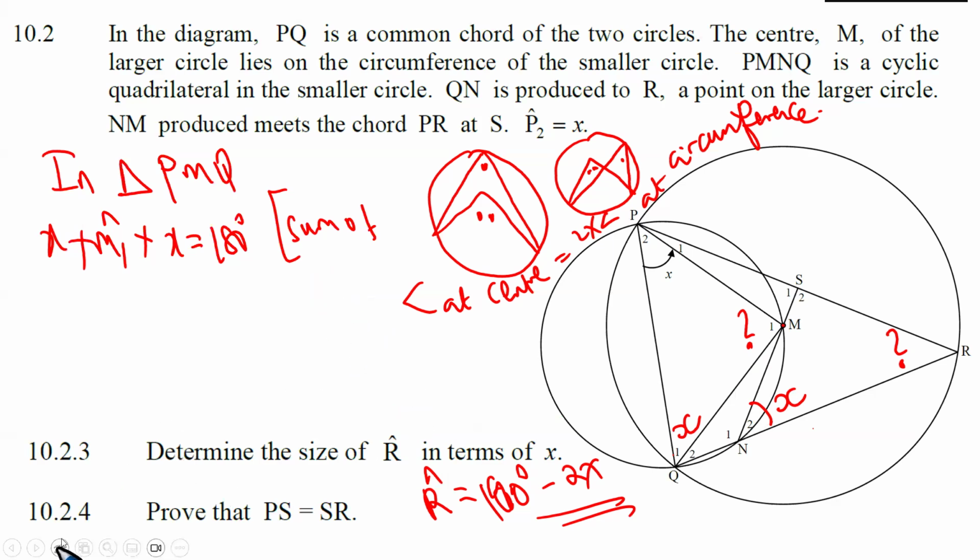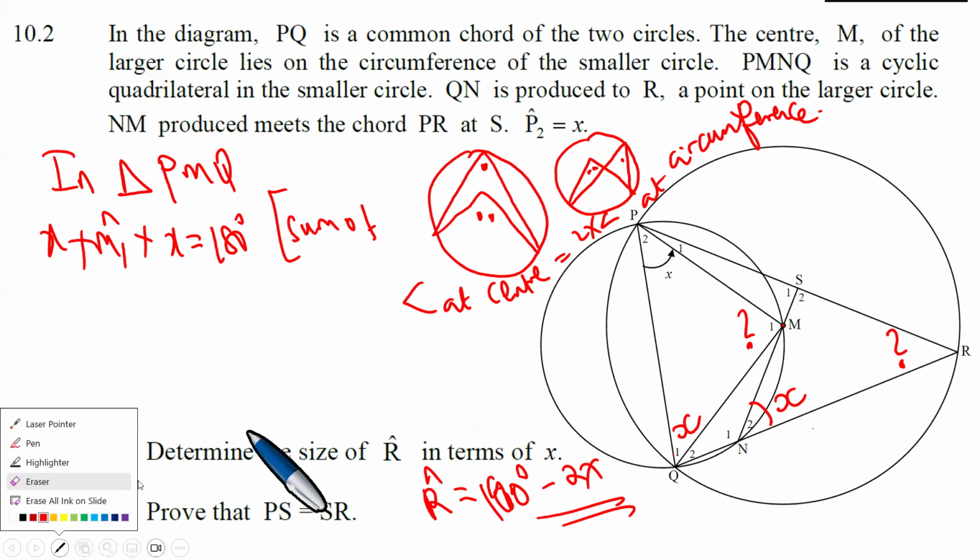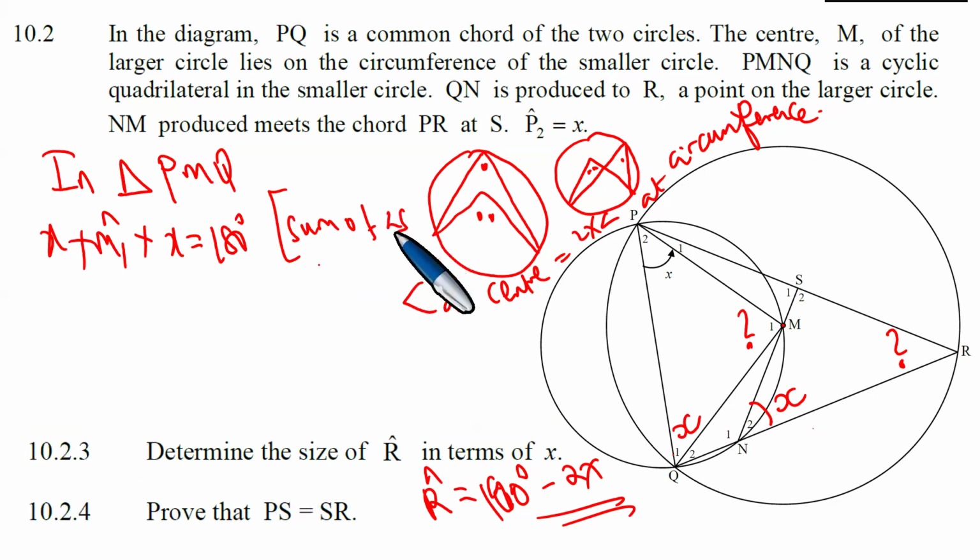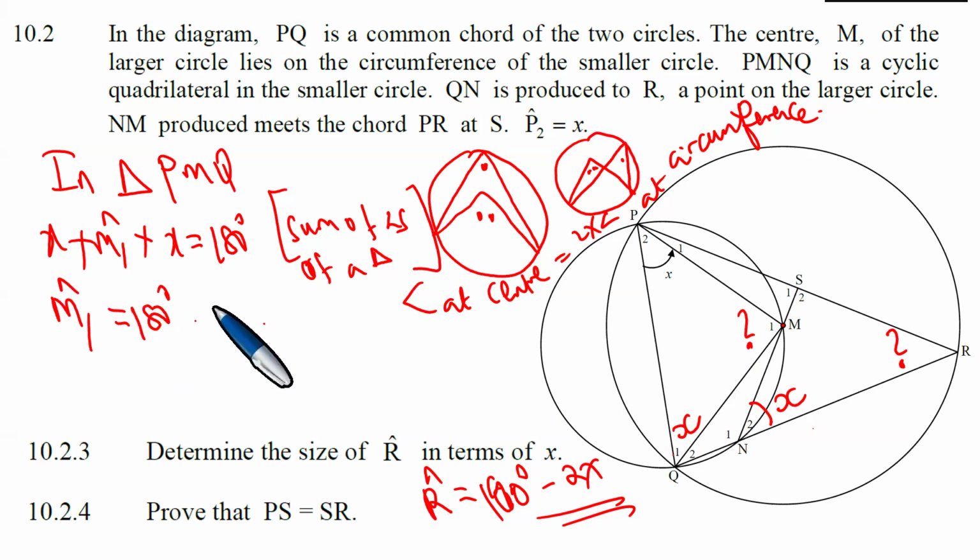Or you can say the sum of angles of a triangle. So that what is the angle M1? It's 180 degrees minus 2x. And that is the answer. So the angle M1 is 180 degrees minus 2x.